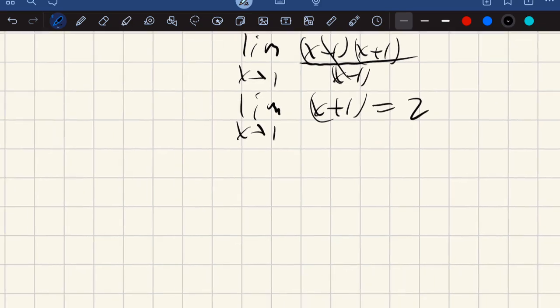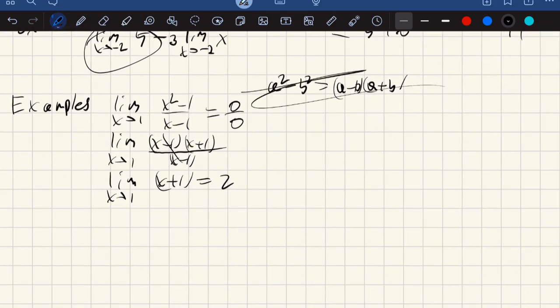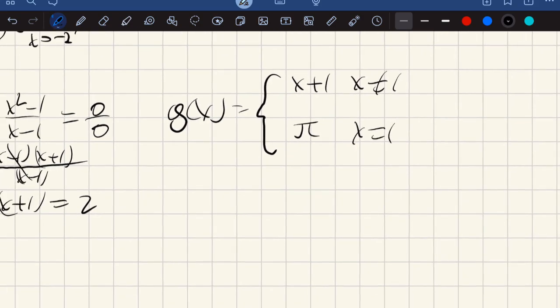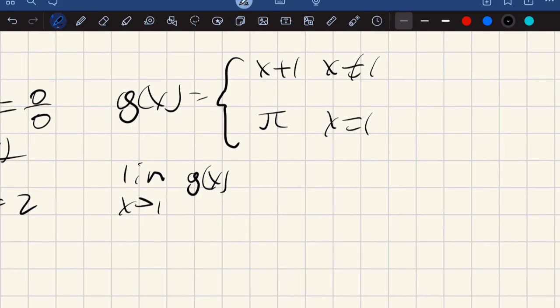So what else could we do? Let's do another example. Let's do a piecewise example. So let's say g of x equals the piecewise function x plus 1 when x isn't 1, and pi when x is 1. And let's say we're trying to find the limit as x approaches 1 of g of x. So for these limits, we find the limit from the right of 1 and the limit from the left of 1.